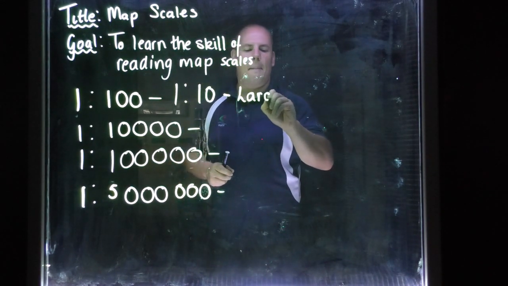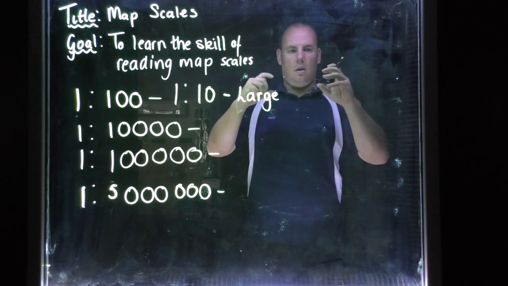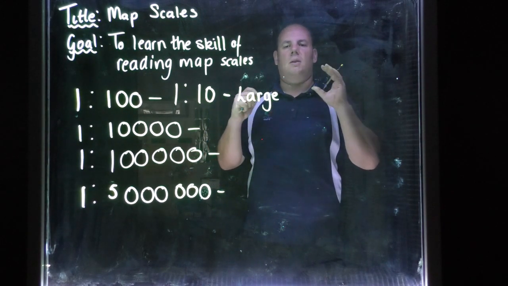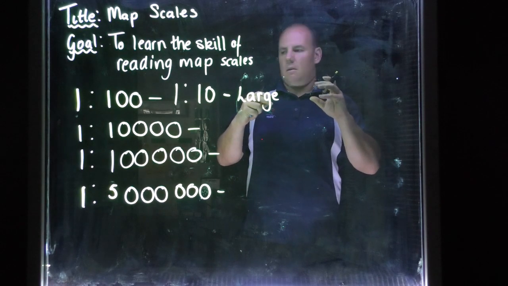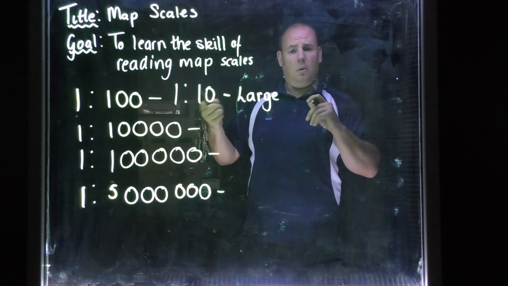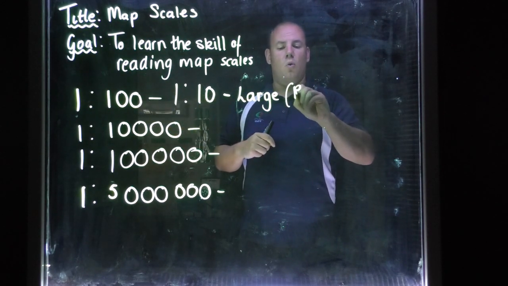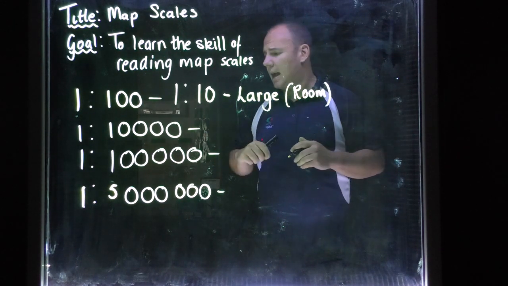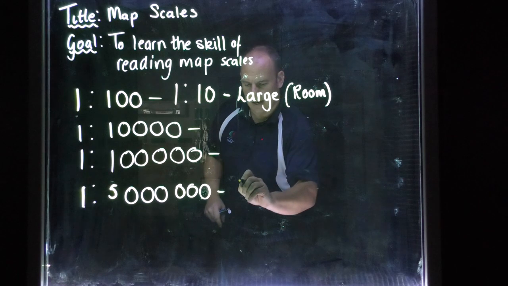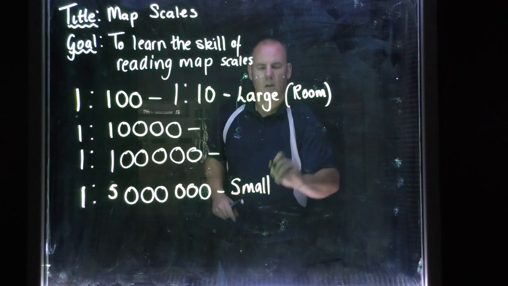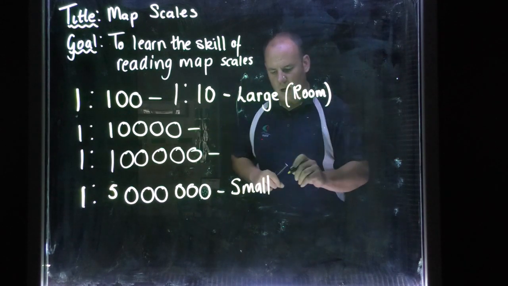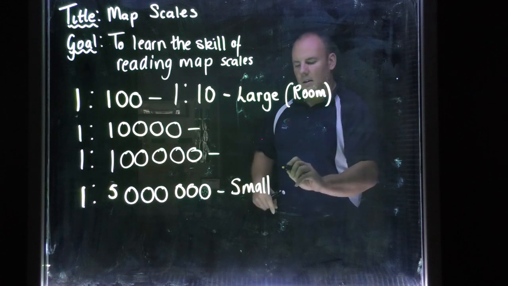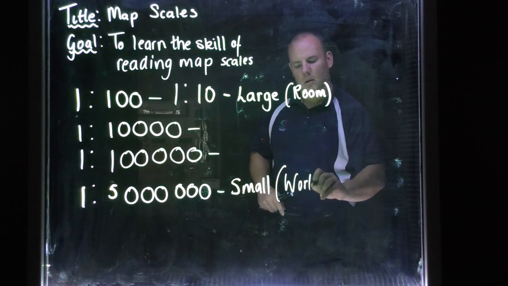large scale map. That means it's been increased so much that the type of map that we would look at would be for a room inside a house. So architects might use this type of map scale. This is a small scale map because it hasn't been enlarged that much, and this one would be for a world map.